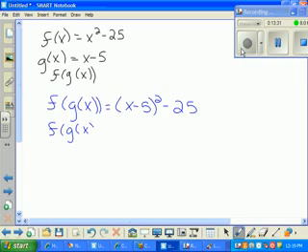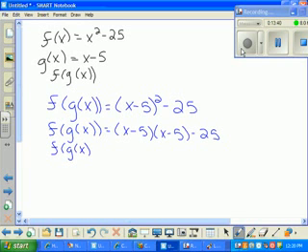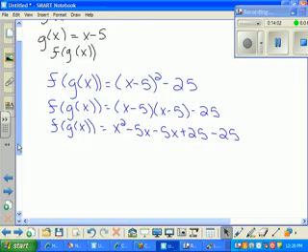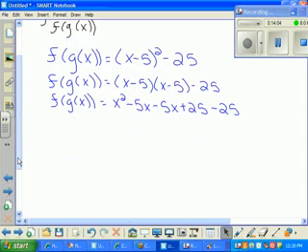Okay, Vinny, because I know you love it so much, I'd like you to FOIL this out for me. Include all of your terms, please. X squared minus 5x minus 5x plus 25, and then minus 25 on the end. Don't combine them yet. Okay, good. Doing okay so far?